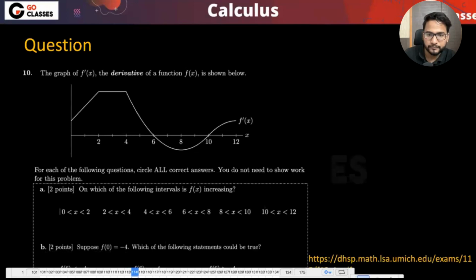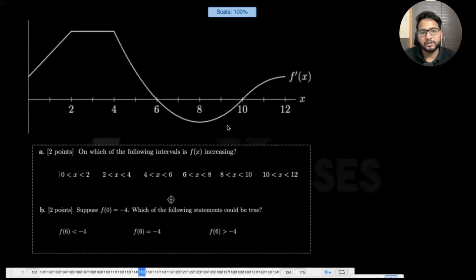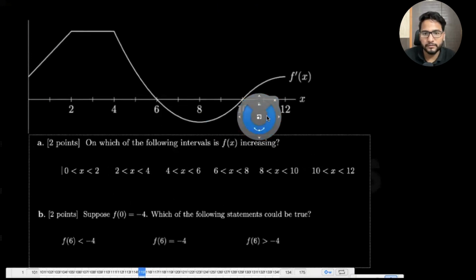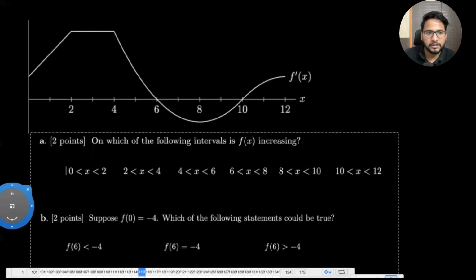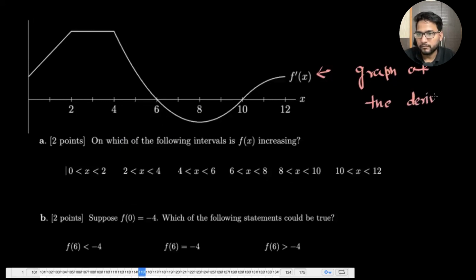Maybe I can just. They have asked these two questions. Are you able to see these two questions? Can you tell me the answers? So on which of the following intervals is f x increasing? They have actually given the derivative, okay? Graph of the derivative. See what they are saying, on which of the following points the function is increasing.